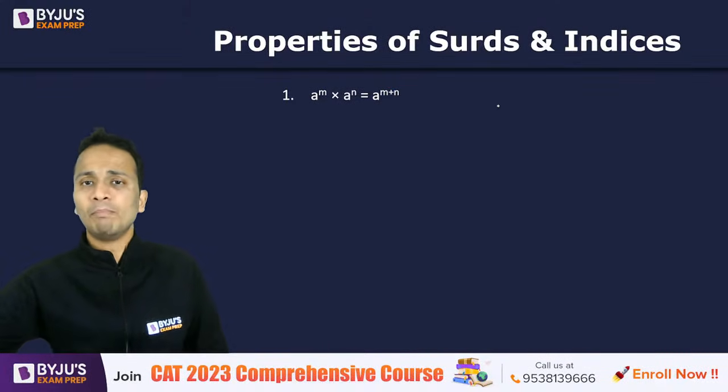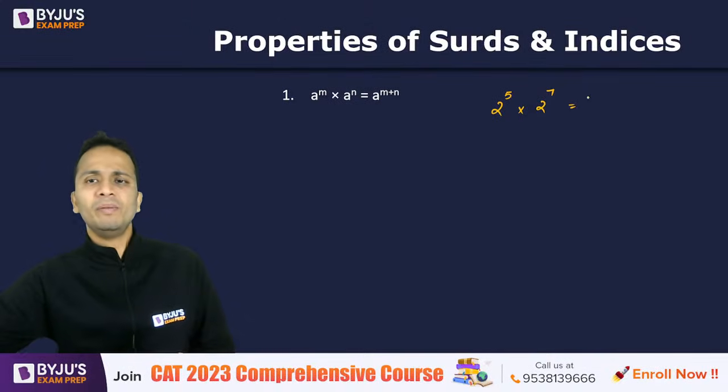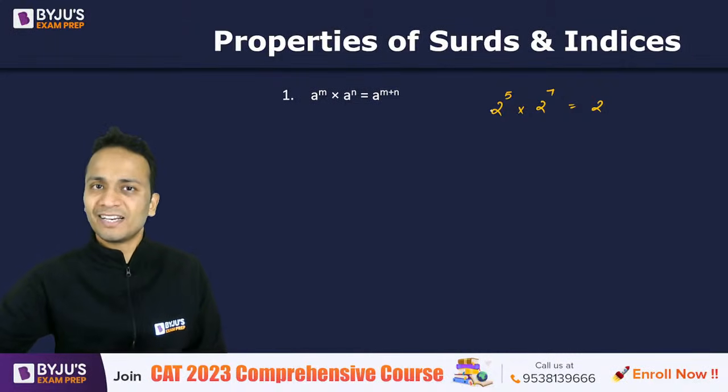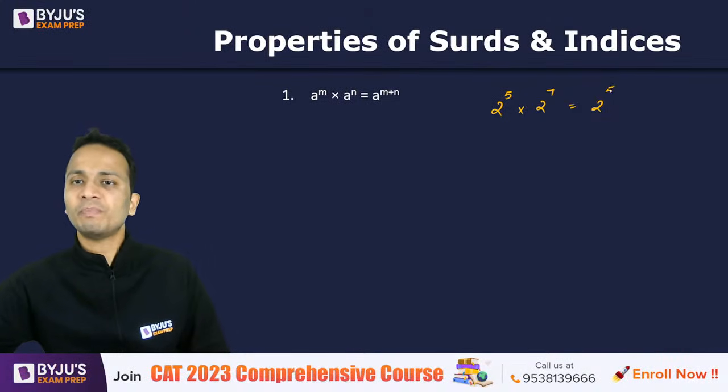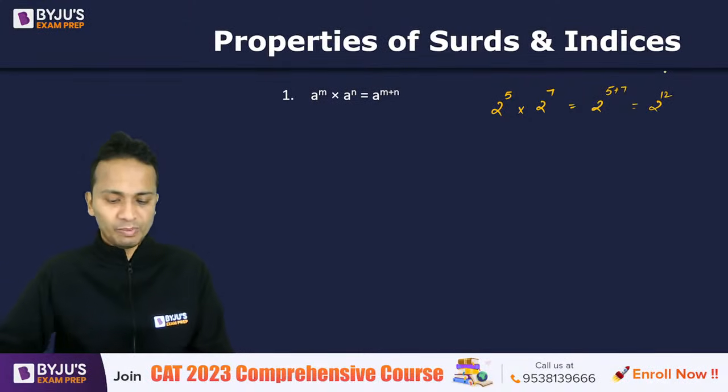If I take an example, let's say I have two numbers, 2 raised to the power 5 multiplied by 2 raised to the power 7. The result will be 2 raised to the power... carefully, the powers will not be multiplied. Powers ko multiply nahi karna. Powers will get added. So it will become 2 raised to the power 5 plus 7. Now 5 plus 7 is equal to 12. So 2 raised to the power 12 will be the answer.